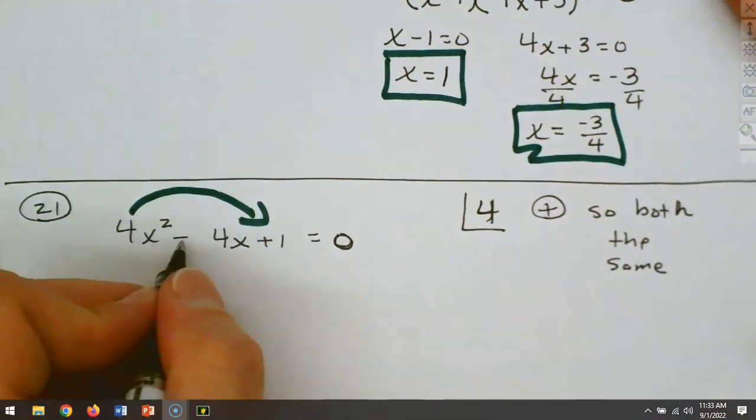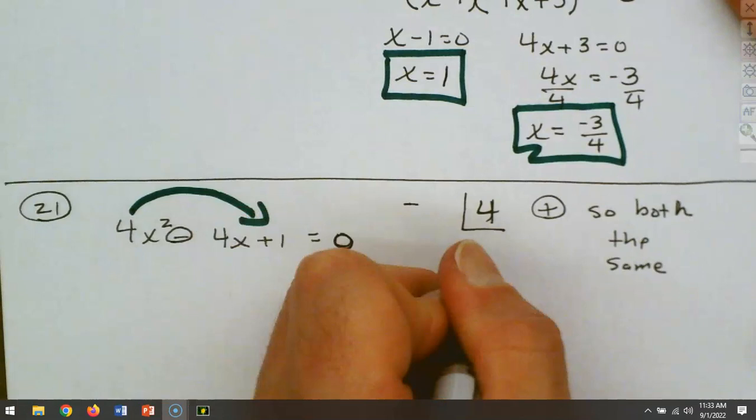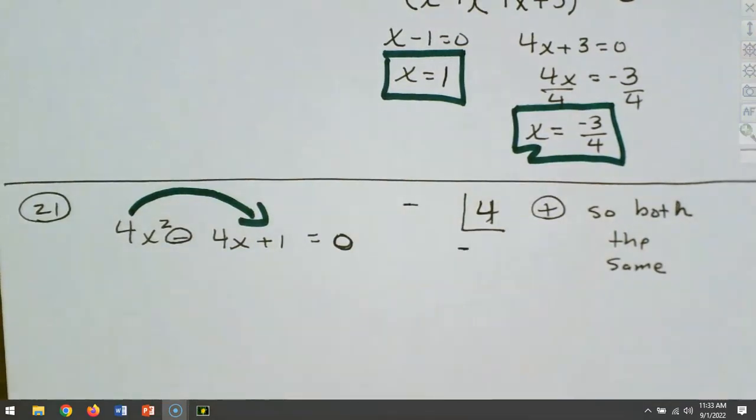And what's the sign in the middle? Negative. Okay. So we need them to both be negative, multiply together to give you 4, and also add together to give you 4.